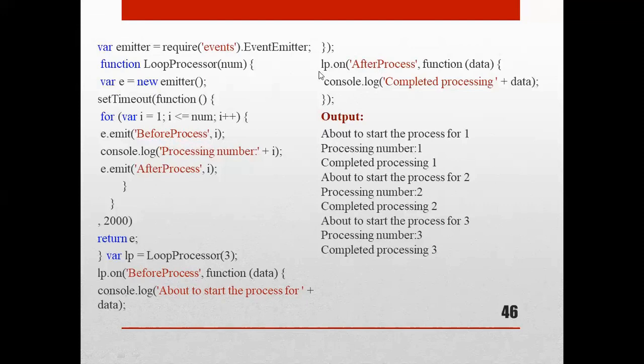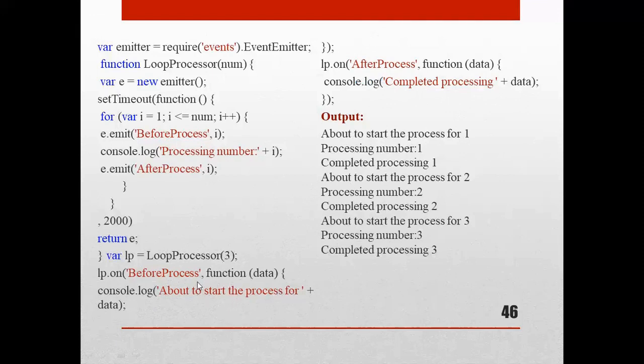Again we are going to register for another event, lp.on afterProcess. afterProcess is the event name, and this is another listener. That listener contains one statement like complete processing with the data. The data may be like 1 2 3, as I said, it will increase the numbers. Then after executing this code, the output will be: first it will print the message about to start the process for 1.